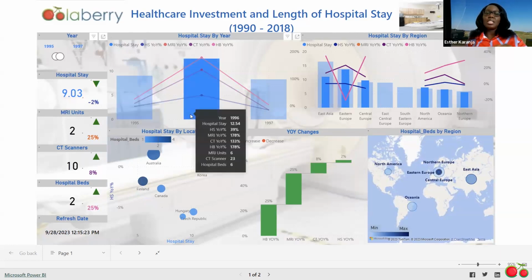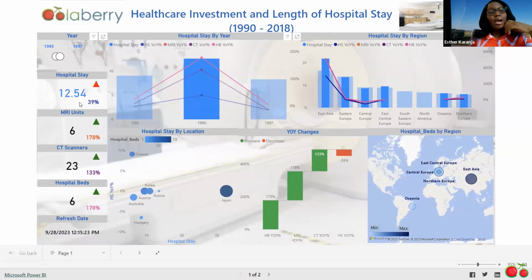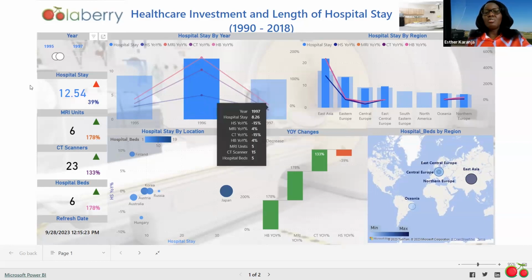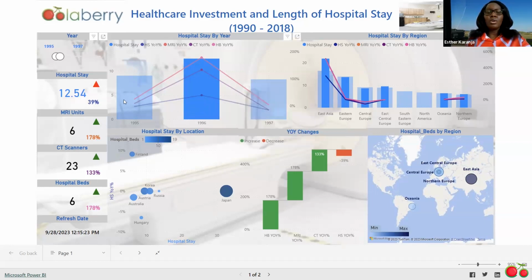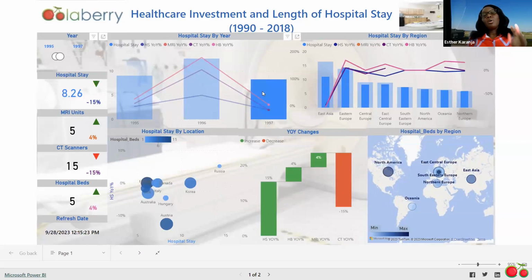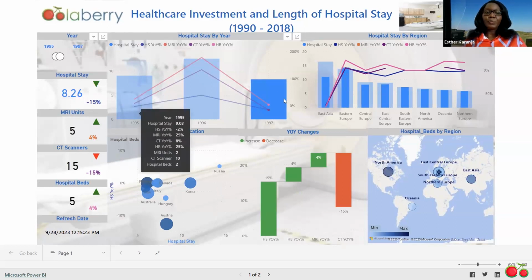But in the year 1996, we see a hike in the hospital stay. After the hike, they had to invest more in the MRI units, the CT scanners and hospital beds. As we can see with the numbers, they're triple-digit numbers. And after the investment, we can see it having an impact on the hospital stay because the number of days spent at the hospital went down by negative 15%.